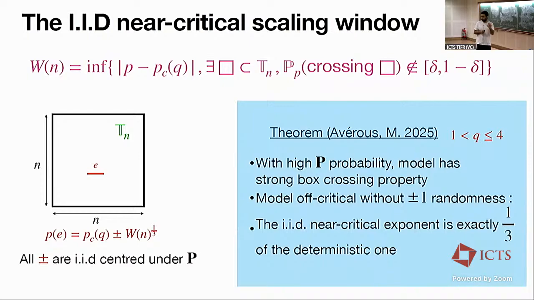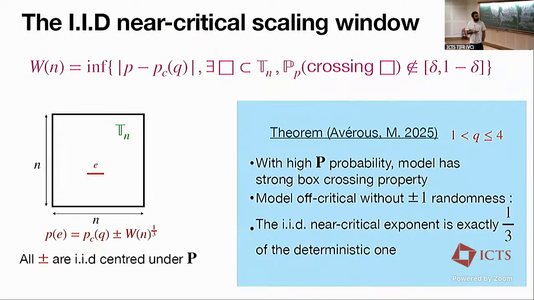So I'm going to first sort my edge weight, so my p_e, and I'm going to do it in the following way. I'm going to center them around p_c, and I'm going to see by how much I can deviate from the original case if I just put plus minus independent random variable. And the theorem, which we prove with Emil, is that if you take edges with the critical value plus minus the critical window to the power 1/3, which is actually much bigger than the original critical window, then you still have a model which is in the critical regime.